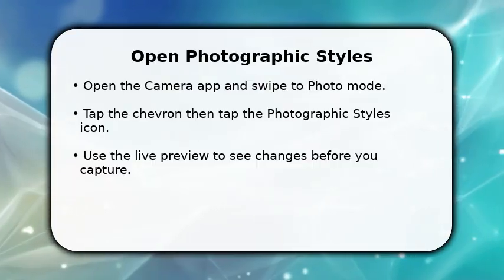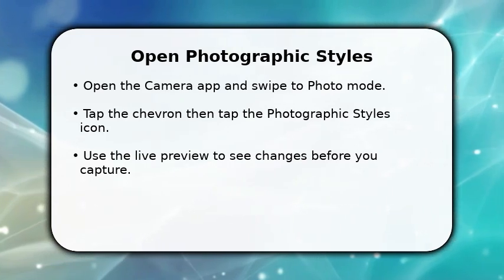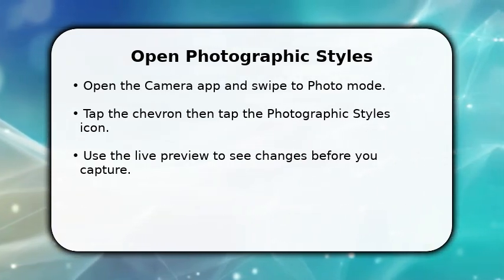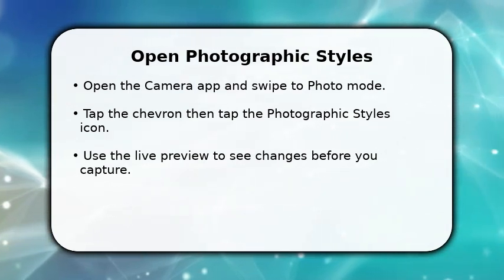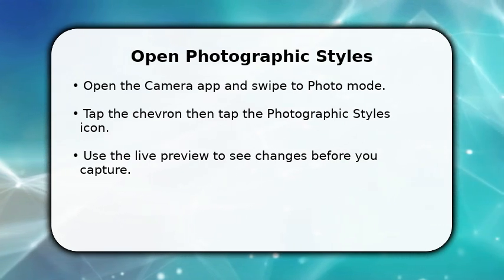Open the camera app and swipe to photo mode to start. Tap the chevron at the top to reveal more controls. Tap the Photographic styles icon that looks like 4 squares. The interface shows 5 default styles and a live preview of each.